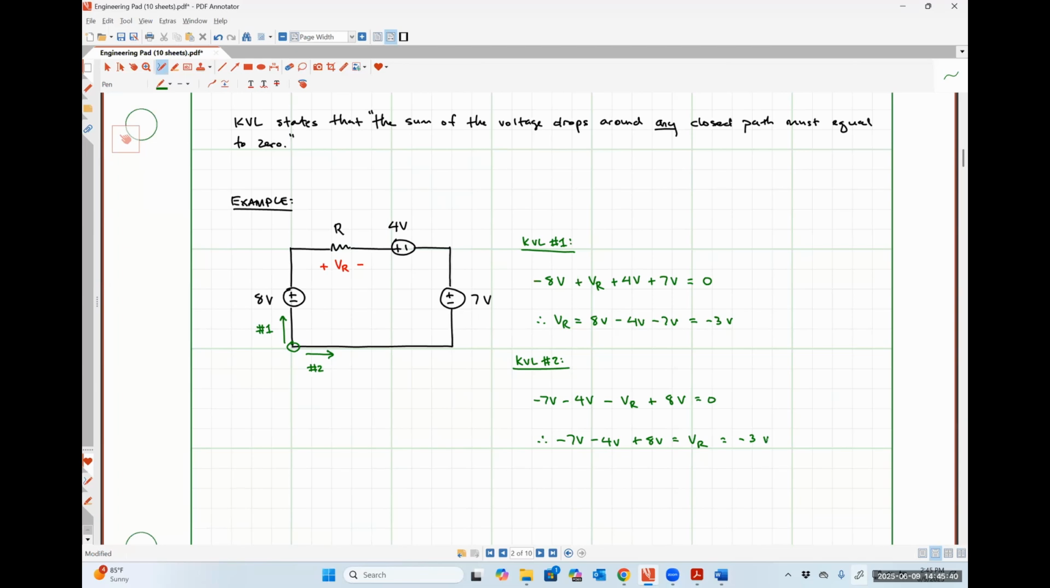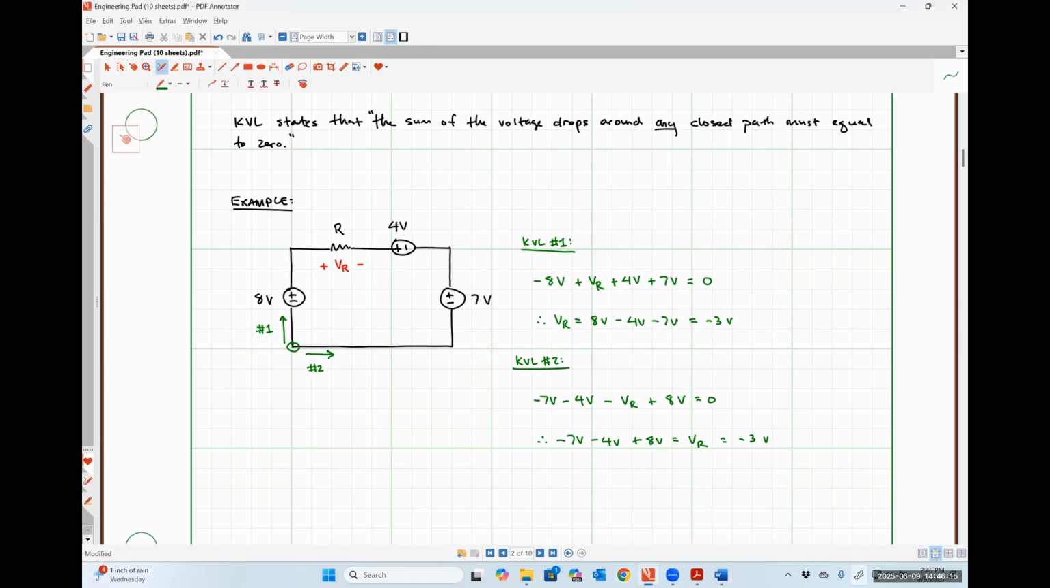And exactly as I expected, I got the exact same result as I did earlier. So it literally doesn't matter which direction you choose. So just pick a direction that makes the most sense to you, and then just be consistent about it. Anytime you see the negative polarity terminal first, the voltage should get a minus sign. Anytime you see the positive polarity terminal first, the voltage should get a positive sign. Okay. So that is the basics of Kirchhoff's voltage law.